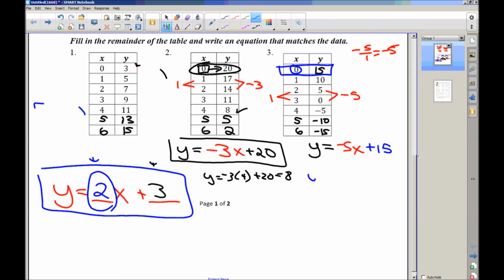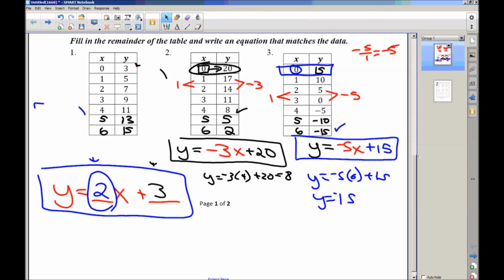So I'll pick the 6. So that's -5 times 6 plus 15. That would mean that's -30 plus 15, which is -15. So we did it right. Okay, so remember we're trying to write this linear equation that matches the table. Okay, think about what is the changing value, how are we changing it, and what is the starting place.